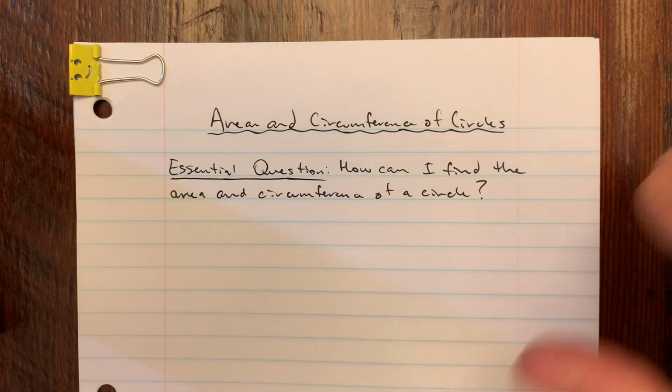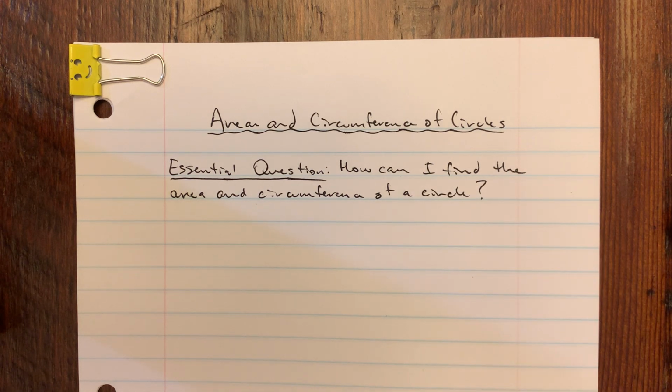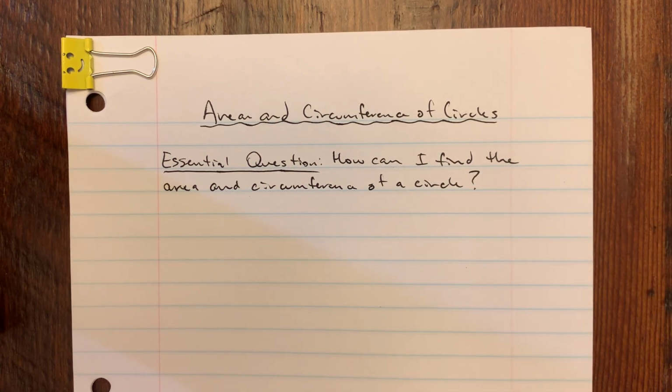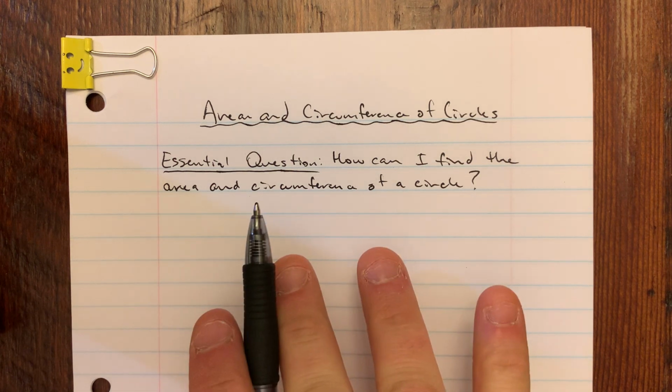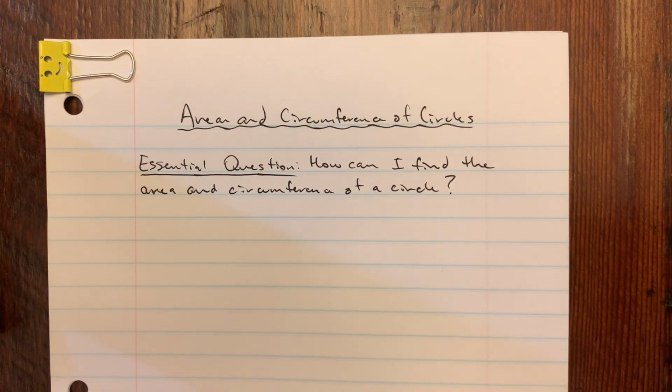All right, today we're going to talk about the area and circumference of circles, and my central question is, how can I find the area and circumference of a circle? One thing that you might be unfamiliar with, I'm hoping we know what area is, the amount of two-dimensional land that is covered by a two-dimensional object. In this case would be a circle.